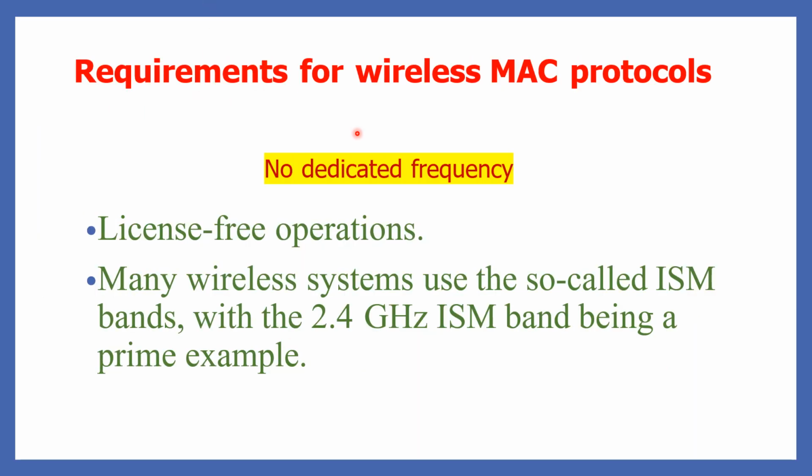And also one more requirement we have to keep in mind is we don't have a dedicated frequency bandwidth for wireless sensor networks. We make use of license-free bands. So many of the wireless systems use the so-called ISM bands in the range of 2.4 gigahertz. So this also should be a constraint while designing wireless MAC protocols.